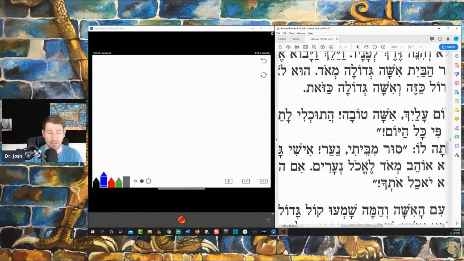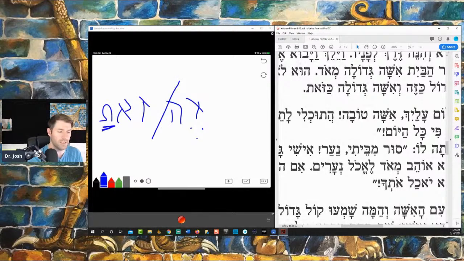So ze, that is the ugliest Zayin I think a human has ever drawn. Ze would be this, masculine singular. Zot, notice the tav ending here, showing a feminine. Zot would be this, feminine singular. So ze or zot. So he had not seen a large house like this, and he had not seen a large woman like this one.